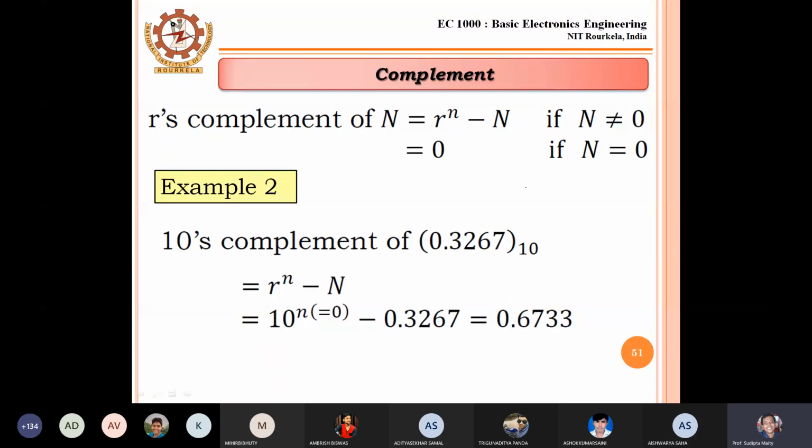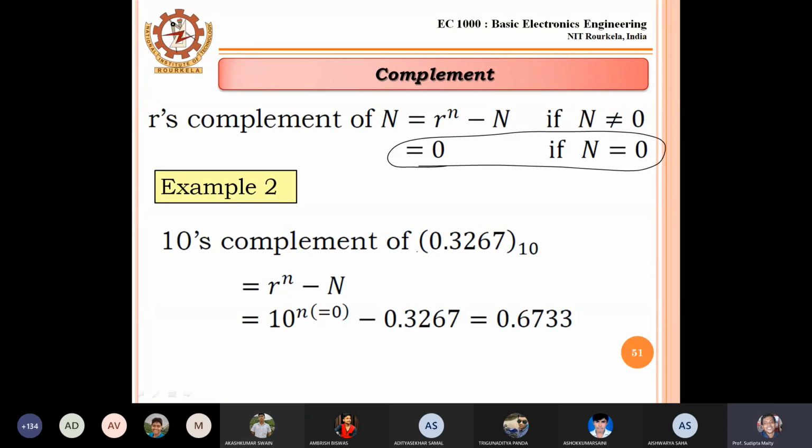Again in the second example, sir, is 0 counted as a bit? Yes, obviously, why not? So the tens complement of 0. What is the formula written here? R to the power n minus N. So you observe this one. If capital N is already 0, then it should be 0. It is already given.